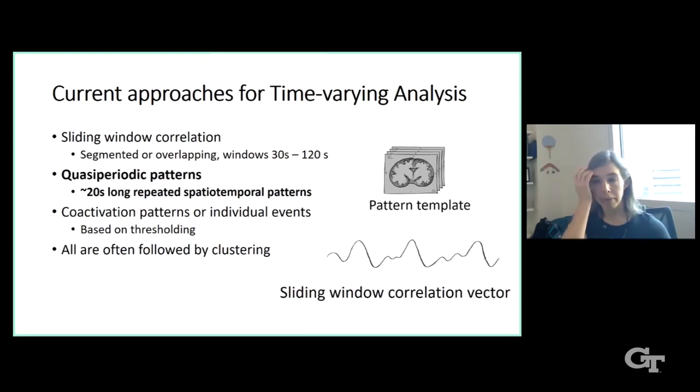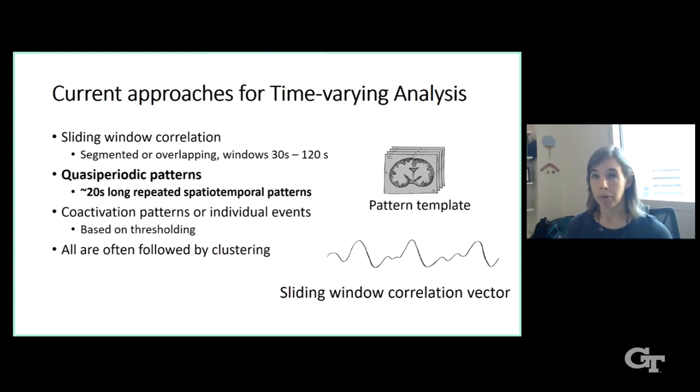Okay, so I said that I was going to talk more about quasi-periodic patterns because that's what I'm going to use as my example for today. We've done a lot of work with this, and I mentioned this is like El Nino or La Nina. We didn't go looking for weather cycles in the brain data. This was something we stumbled across.